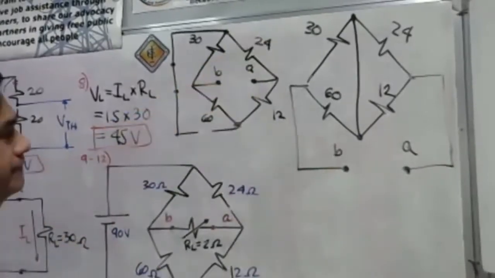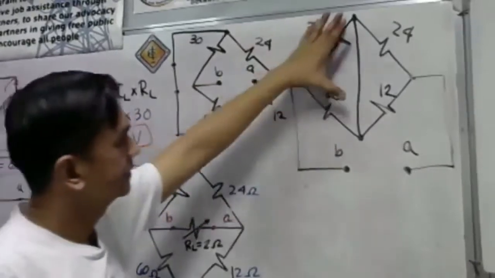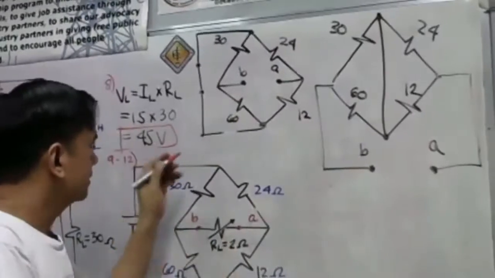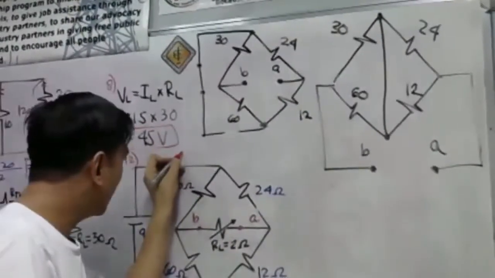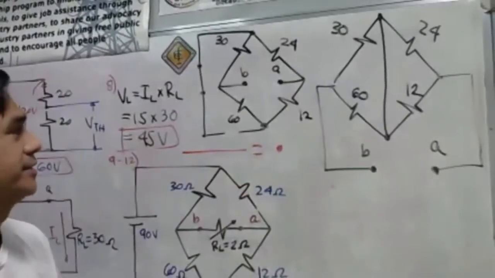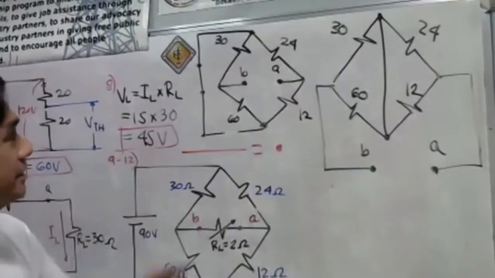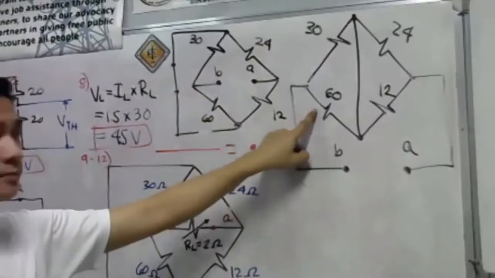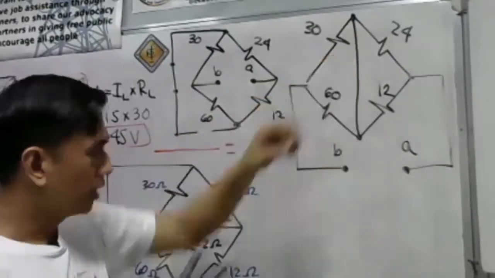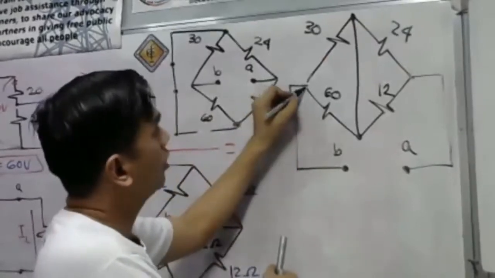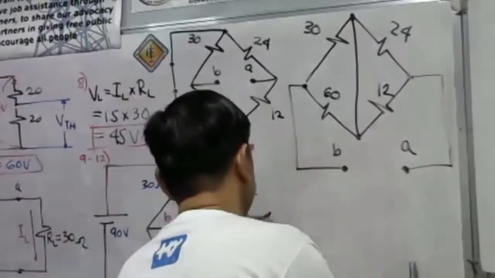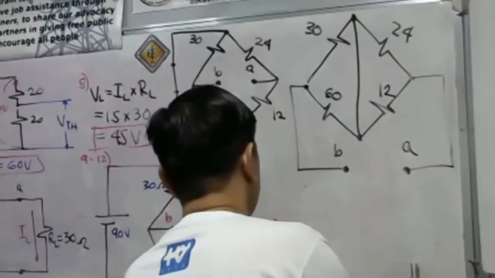What will happen here? Take a look. Remember, like what I have told you before, if you have a long line or a conductor, this is just equivalent to a dot. What will happen? The 30 will be in parallel with the 60 ohms. This is a common node. This is also a common node. See? This will be the equivalent circuit. I'll show you the equivalent circuit.